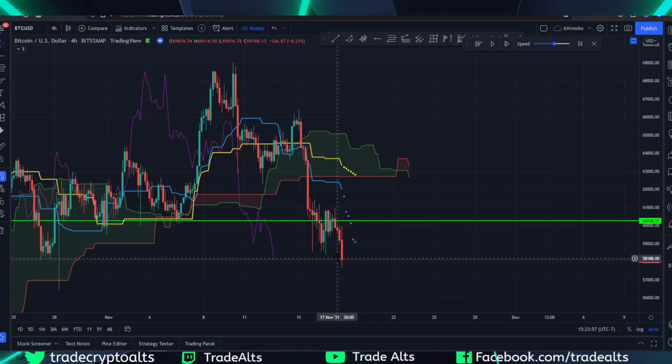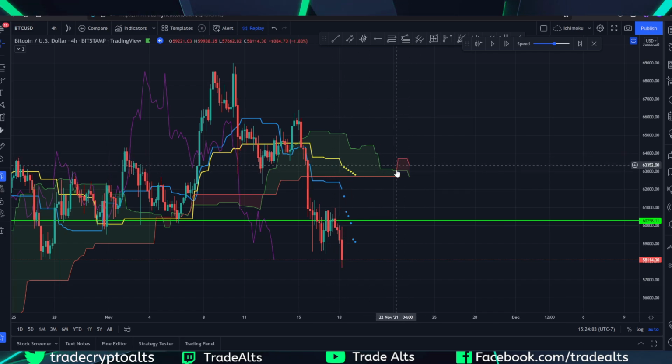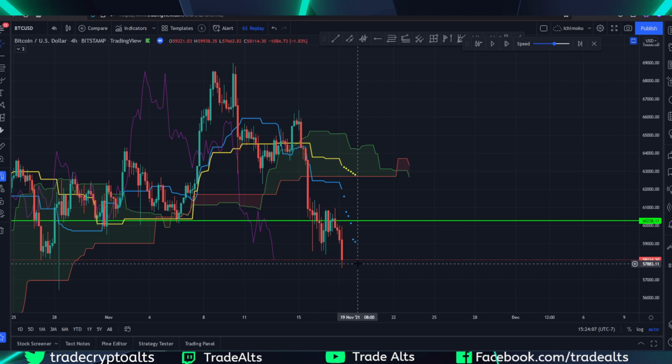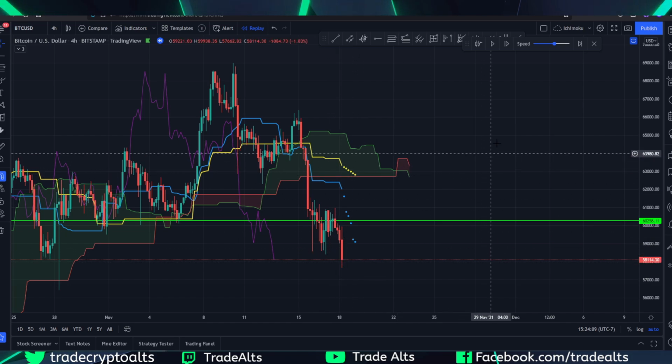But what do you get on this break here? Well, you get your Tenkan and your Kijun here. Look at the angulation. Look at your cloud. This is really optimal, like what you want to see in terms of this trade that you're in.